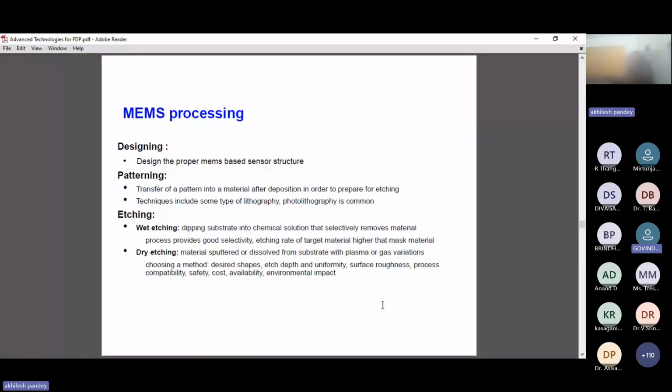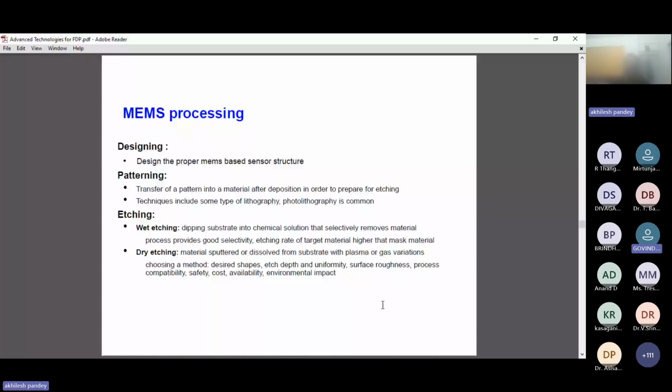Like silicon, if you are etching silicon with 100 orientation, KOH etching will etch vertically. But if you are using silicon 111, then it etches in a slanted way. So if we need vertical etching and we are using silicon 111, then one has to go for dry etching.